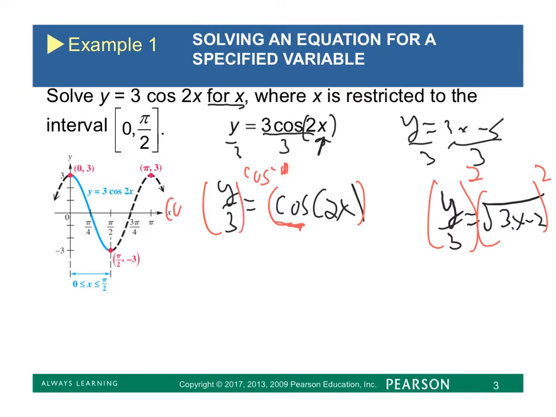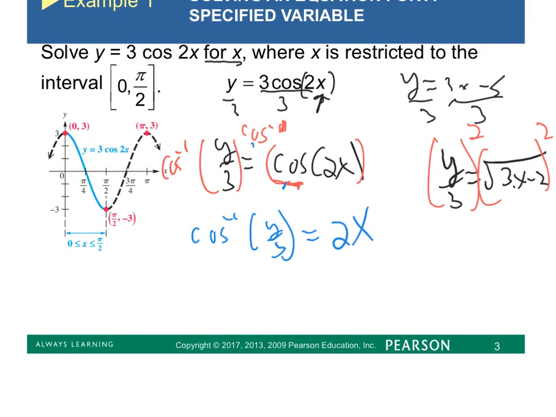Arc cosine both sides. And when you arc cosine both sides, you now have the inverse cosine of y over 3 equal to 2x, because the inverse cosine and cosine cancel out, leaving 2x. So I'm one step away from solving this for x. x is the inverse cosine of y over 3, all divided by 2.